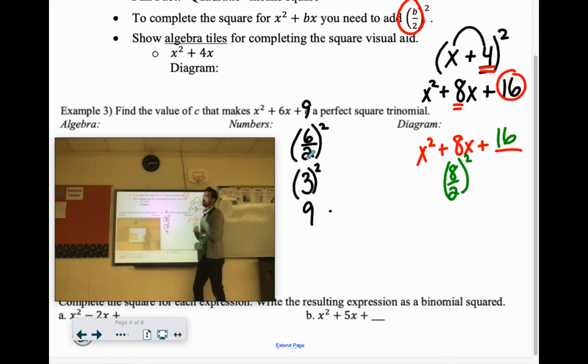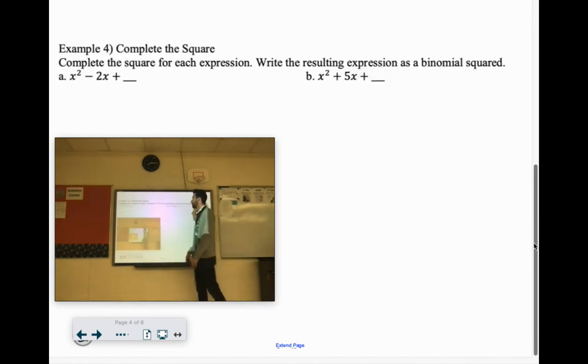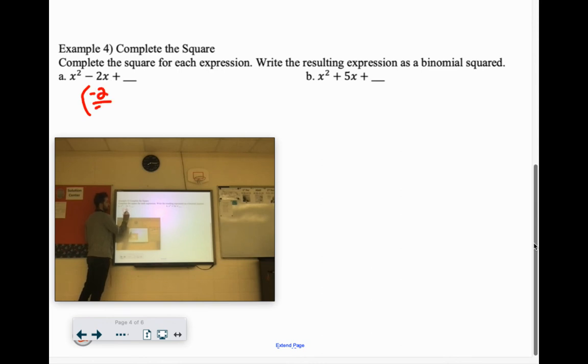And if that was then factored, that would factor to x plus 3 squared, right? Because it's half of 6 or the square root of 9. So that's what we're trying to do when completing the square. We're trying to turn it into a perfect square trinomial. So I got 2 more here. You take b, you divide it by 2. So here, negative 2, divide it by 2, and then we'll square it.